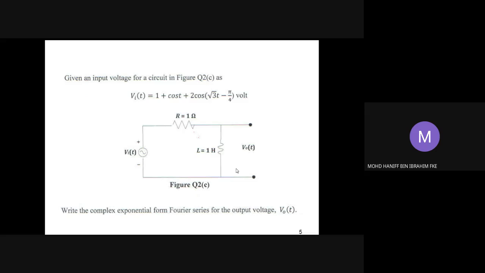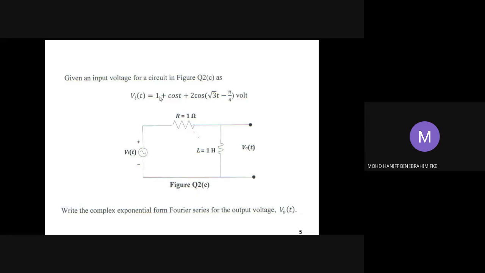Okay, so the first thing that you have to do now is understand how many components exist in the input voltage here. So we have three components here. The first component is a DC value, in which omega equals 0. Second is when omega equals 1. This is for the case omega equals 1. For the third term, this is for the case of omega equals √3.